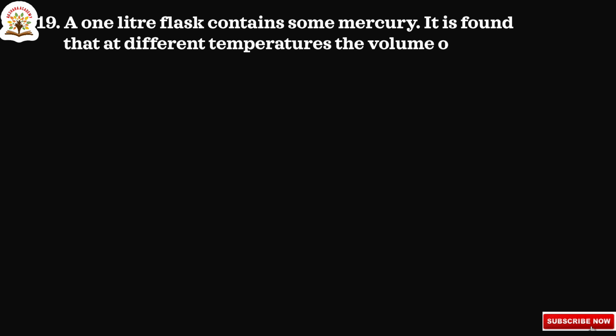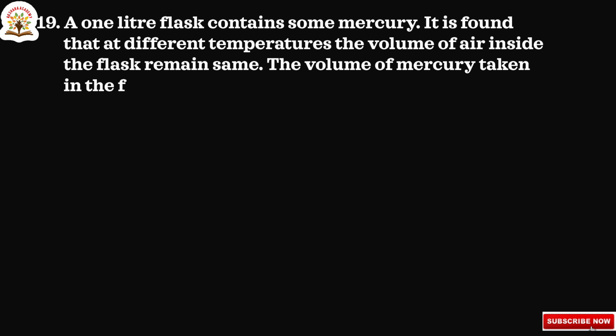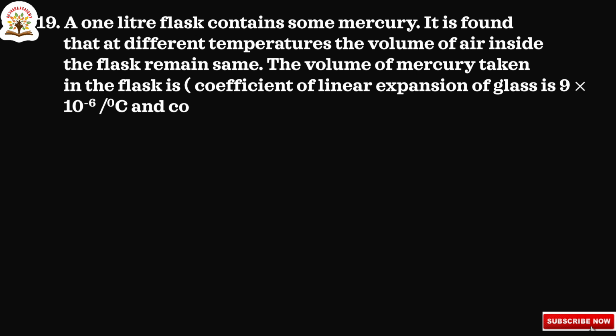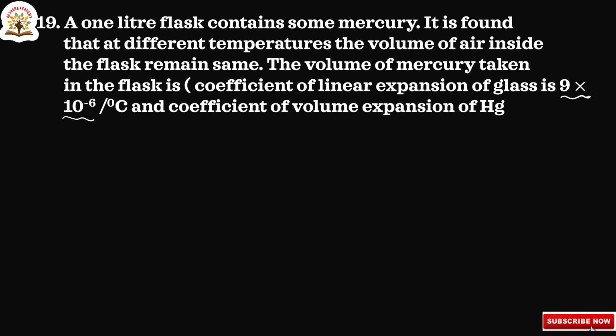A 1 liter flask contains some mercury. It is found that at different temperatures, the volume of air inside the flask remains the same. The volume of mercury taken in the flask is, the coefficient of linear expansion of the glass is given as 9 into 10 to the power of minus 6, and the coefficient of volume expansion of mercury is given as 9 into 10 to the power of minus 4 per degree centigrade. Here we have to calculate the volume of mercury in the flask. Now let us go to the solution.